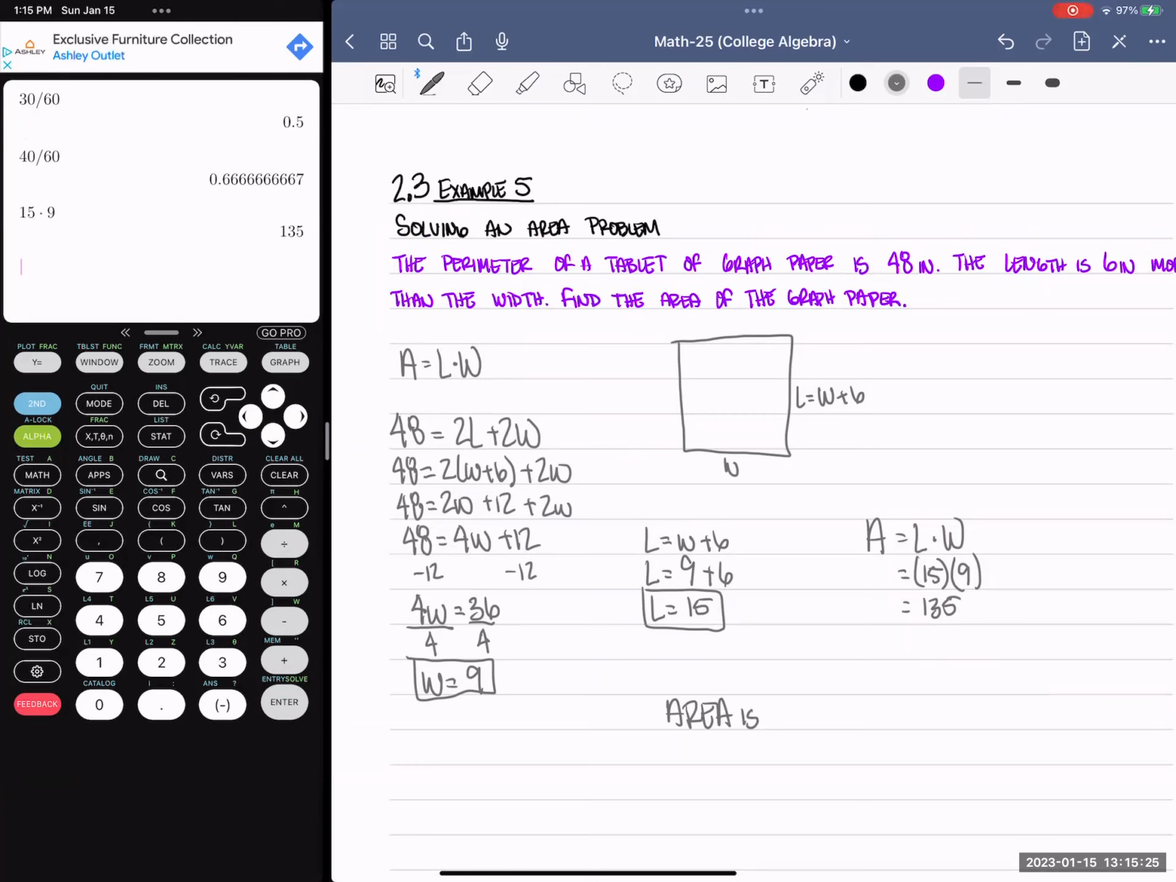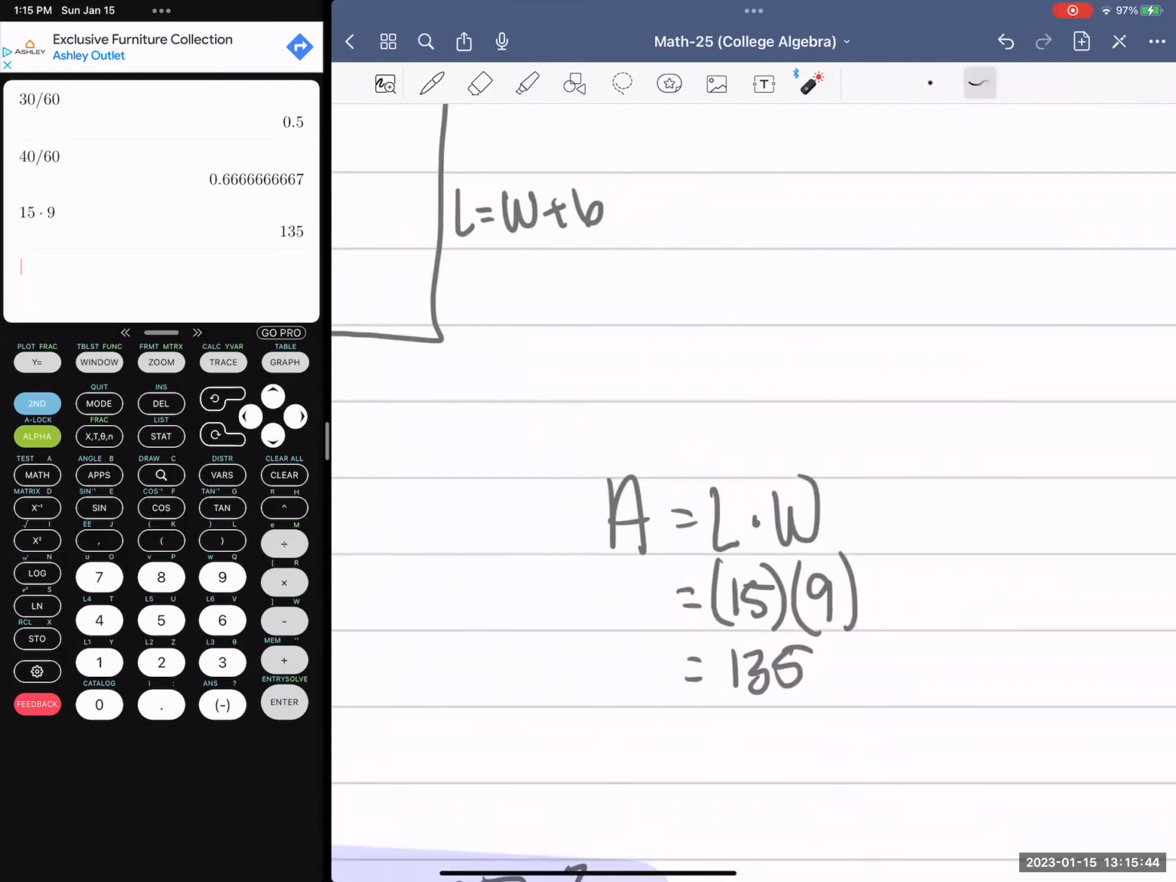So our area is 135. What's our unit? Inches squared. Oh, I thought it was the highlighter. There we go. Inches squared, because over here we had 15 inches times 9 inches. When we multiply those, it gives us inches squared.